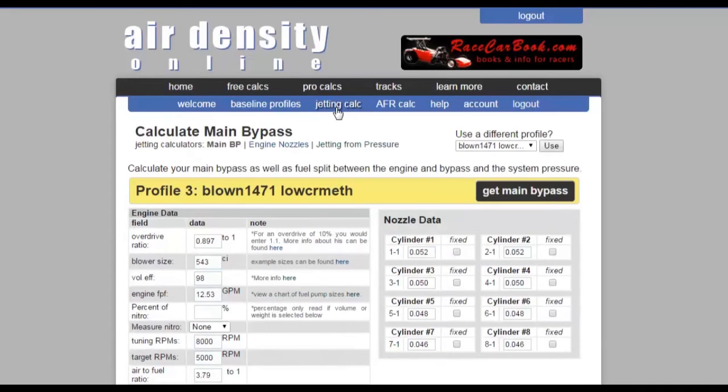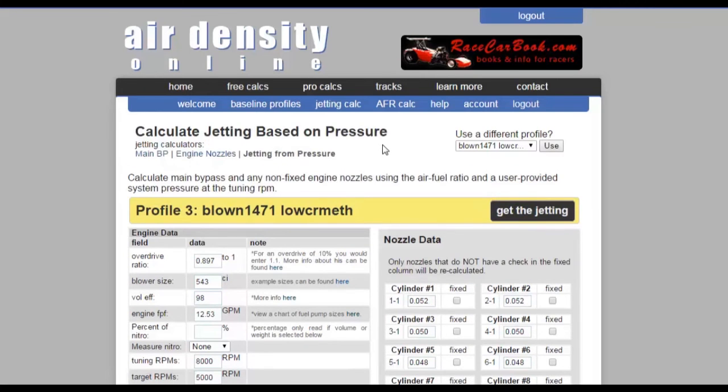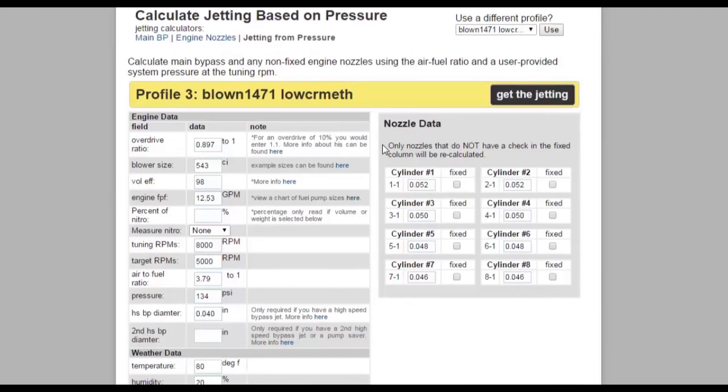and that comes up with three different alternatives. One is a main bypass calculator, the second one is an engine nozzles calculator, and the third one is jetting from pressure. We're going to select jetting from pressure, and that brings up this entry screen, and this is our combination from the baseline profile for a low compression methanol engine.